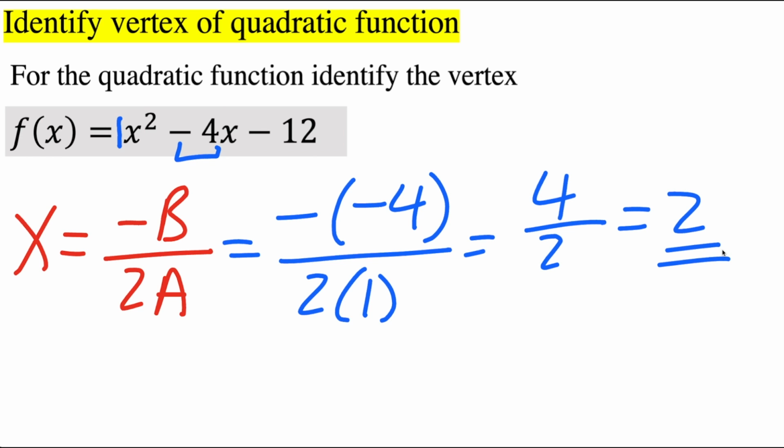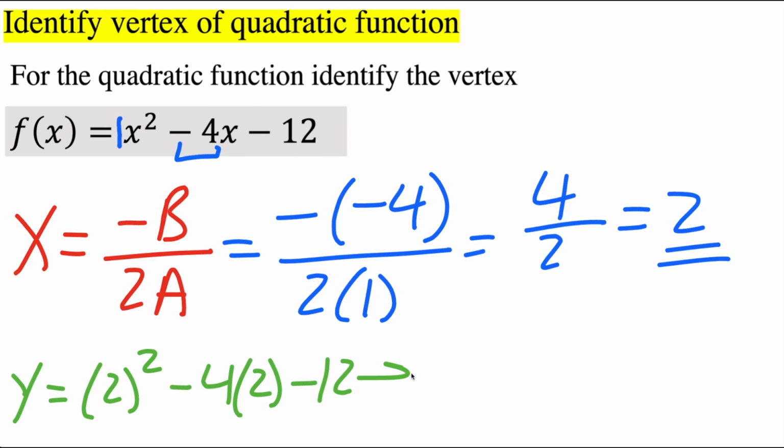We don't know the y coordinate. And so to get the y coordinate, all we have to do is plug in 2 for x. So you can say y is equal to parentheses 2 close parentheses squared minus 4 parentheses 2 minus 12. And this is going to give us 2 squared is 2 times 2 is 4. Negative 4 times 2 is negative 8 minus 12. And we know negative 8 minus 12 is negative 20. 4 minus 20 is going to give us negative 16.